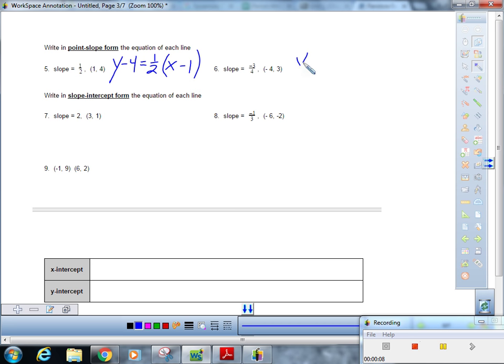This one you would say y minus 3 is negative 3/4 times x minus a negative 4. Well, minus a negative turns into a plus. Okay?